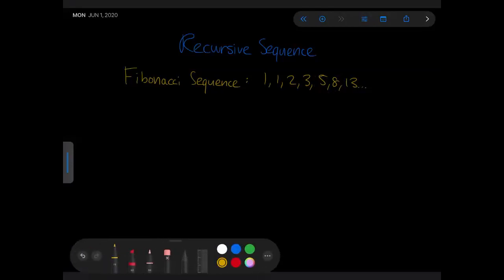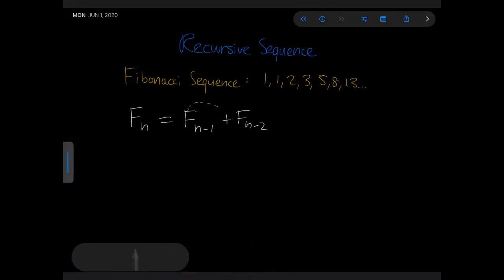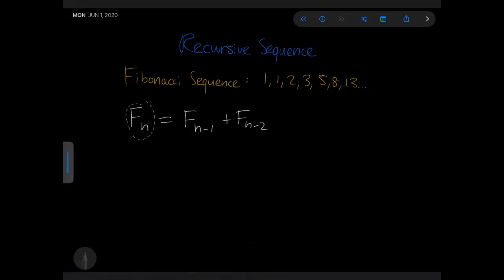What does that mean? Well, in the Fibonacci sequence, you sum the previous two terms to create the current term, and so on. How do we express this in math? If we call the Fibonacci sequence f, we say that f of n, the nth term of the Fibonacci sequence, is going to equal the previous term, the n minus 1th term, plus the term before that, which is the n minus 2 term. We're using previous terms to denote current terms. That's what recursive sequences are.